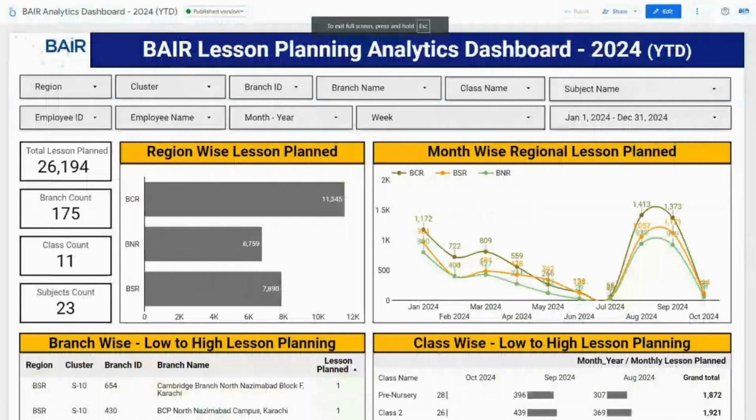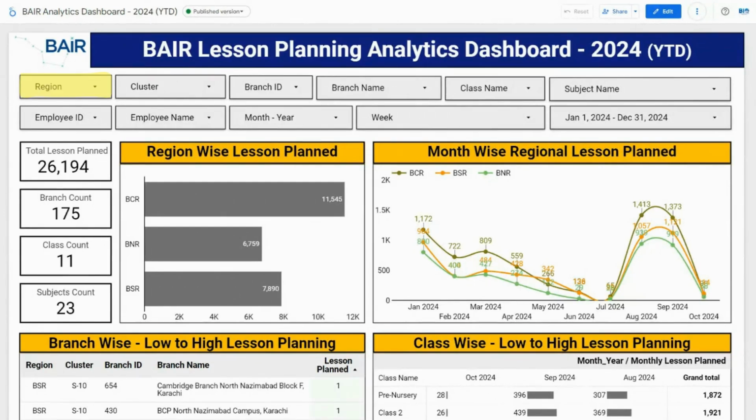We have launched the Bair Analytics Dashboard. In this dashboard, we are specifically gauging the lesson planning done by teachers. It has drop-down filters that provide flexibility for users to customize the data view. Here's a detailed breakdown of each drop-down.